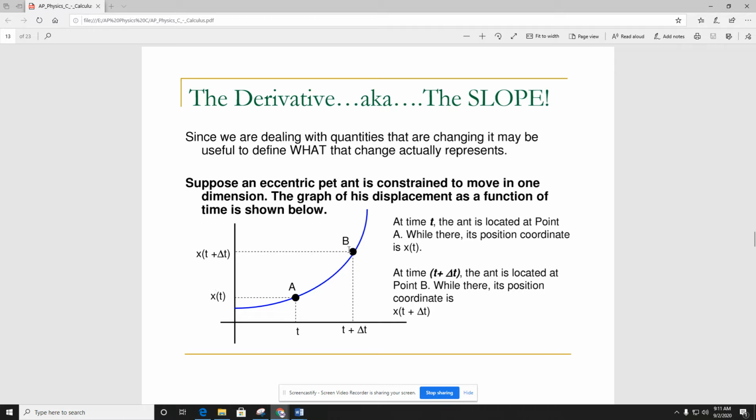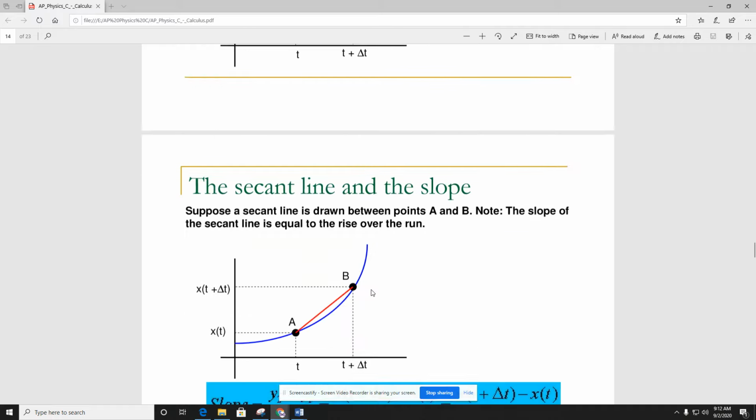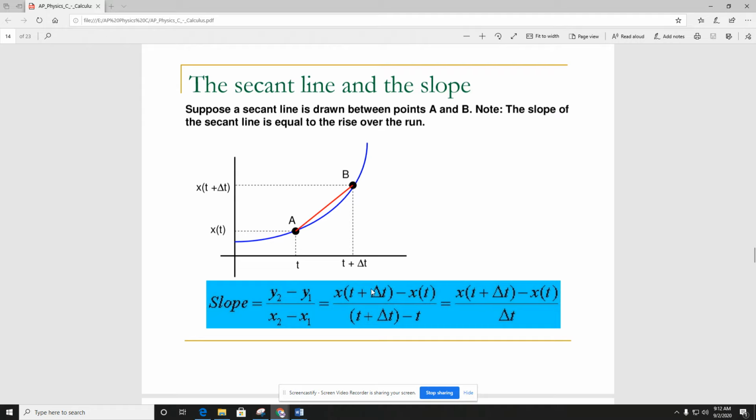At time t plus delta t, at this new time right here, the ant is located at point B. While there, its position coordinate is x at t plus delta t. If you were in AP1 last year, we did some of this, where we looked at the slope of this line, which was equal to the slope of a line tangent at the midpoint of this time interval. So we could get the slope here.